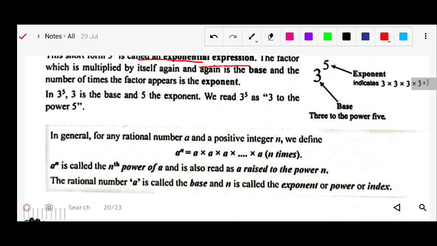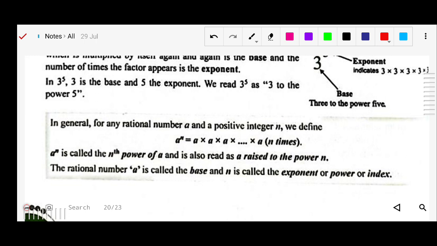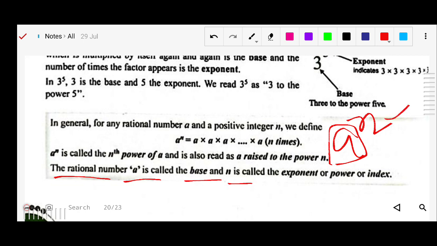So in general, for a rational number a, and n a positive integer, we define a to the power n, where a is multiplied n times, right? So a to the nth power, a is raised to the nth power. Don't be so confused regarding this. The rational number a is called the base, and n is called the exponent, or power, or index, right? Whatever the name, power, exponent or index, it is the same. So these are the writing forms and the names of the positions, right?